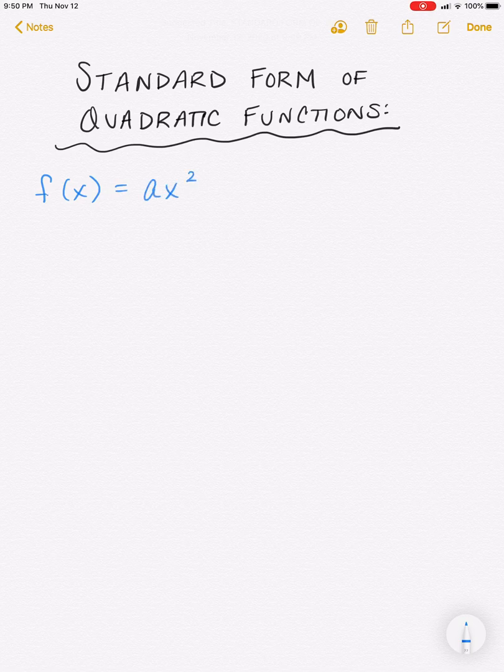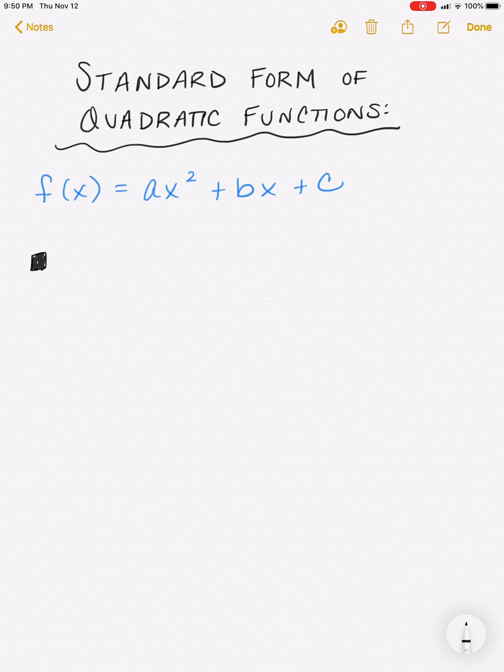f of x equals ax squared plus bx plus c. Okay, we're going to end up having three forms, and part of the reason why we have different forms is those forms give us different pieces of information. So let's talk about what standard form tells you.